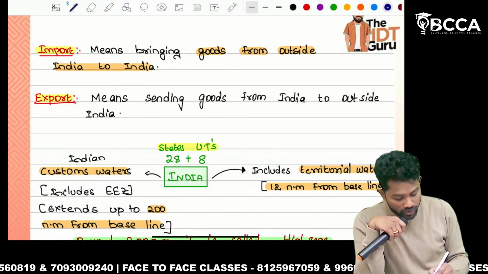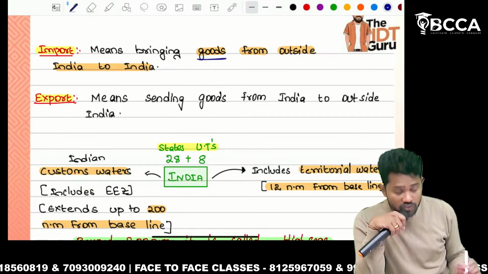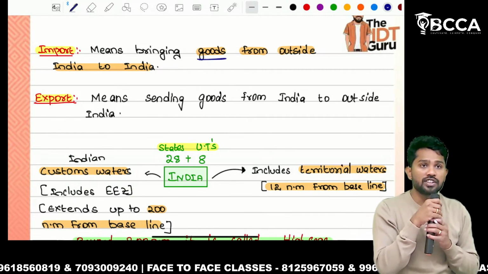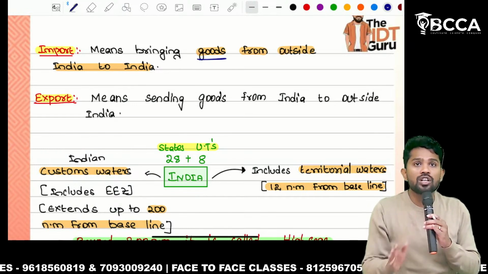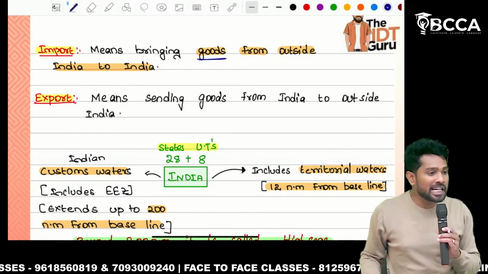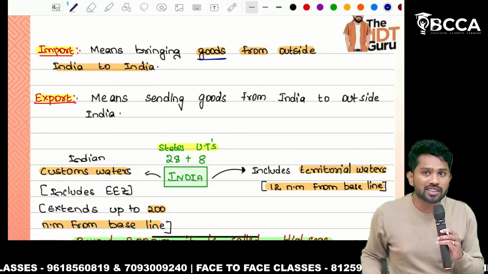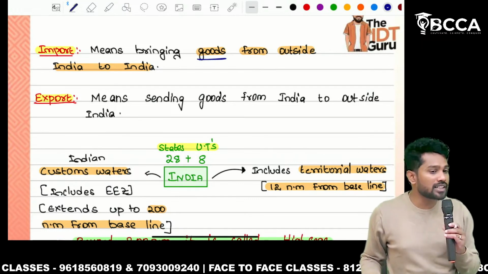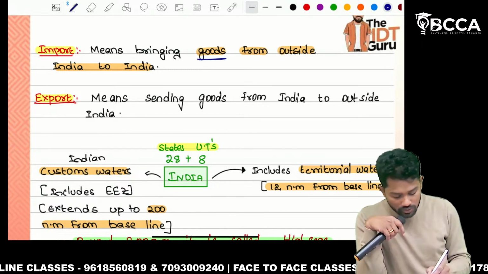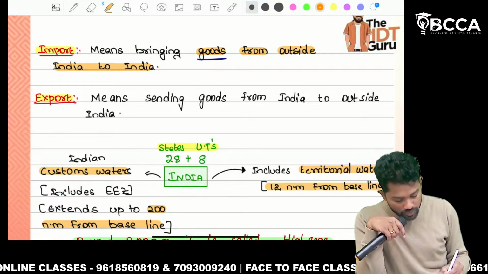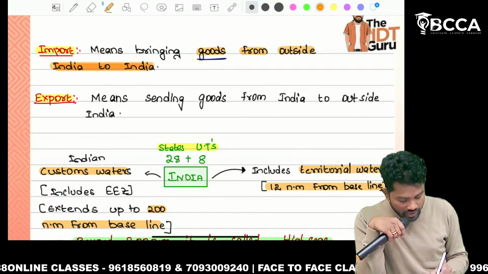Sir, why is only goods mentioned? Why are they not discussing services? Because the Customs Act is applicable only for goods. The GST Act is applicable for both goods and services, whereas the Customs Act is applicable only for goods. So import means bringing goods from outside India to India.